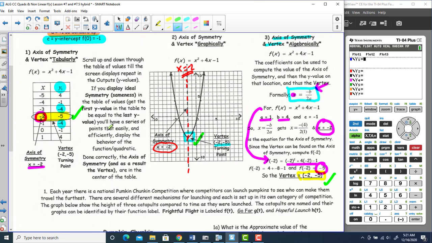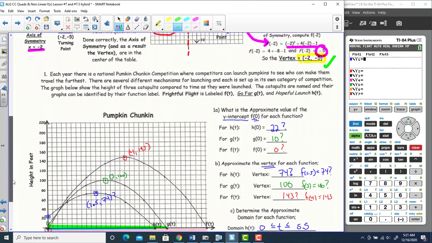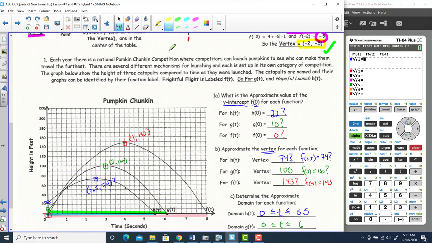And you want to get good at interpreting all three. Down below, we had talked about this question in class, where I gave you the scenario of a national pumpkin launching competition called pumpkin chunking, where we had catapults. And the catapults were 3 different types, labeled Frightful Flight and mathematically identified as f of t, Go Far, identified as g of t, and Hopeful Launch as h of t.